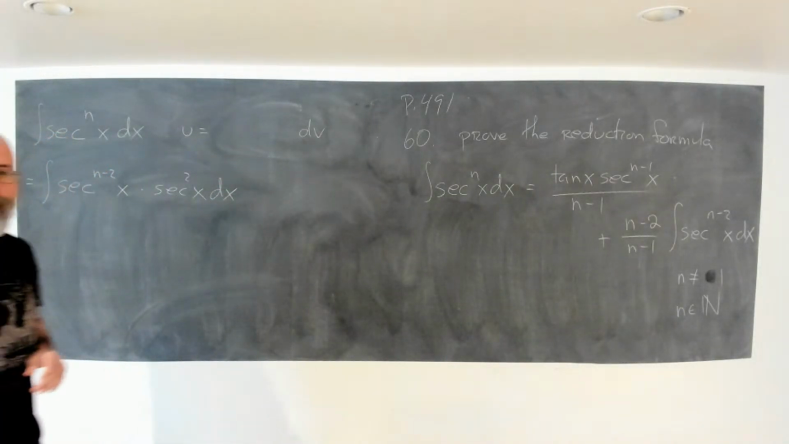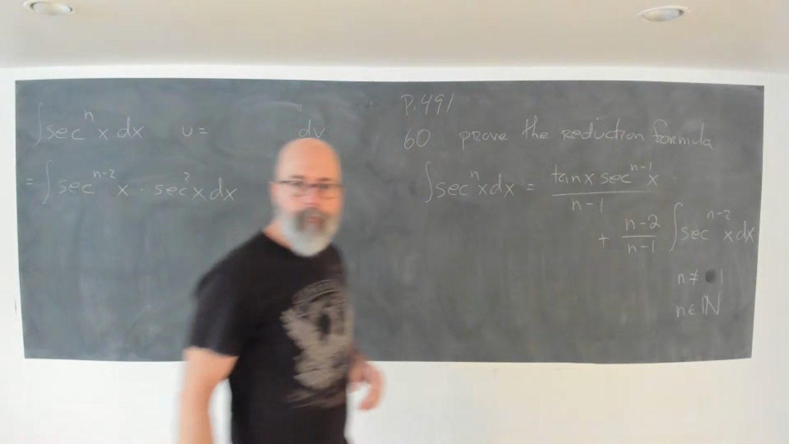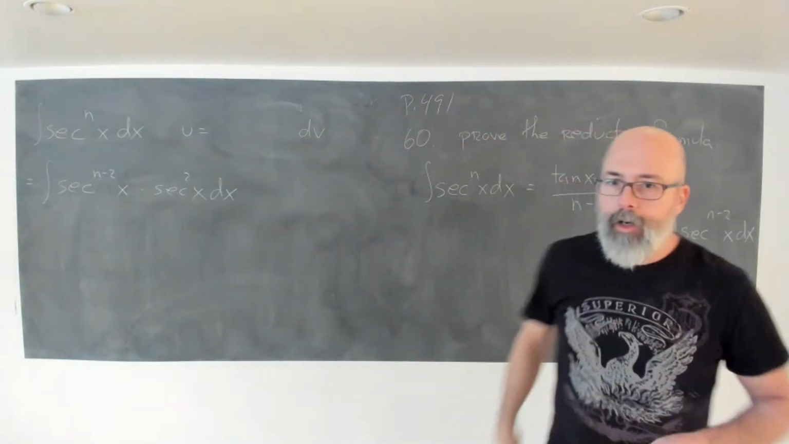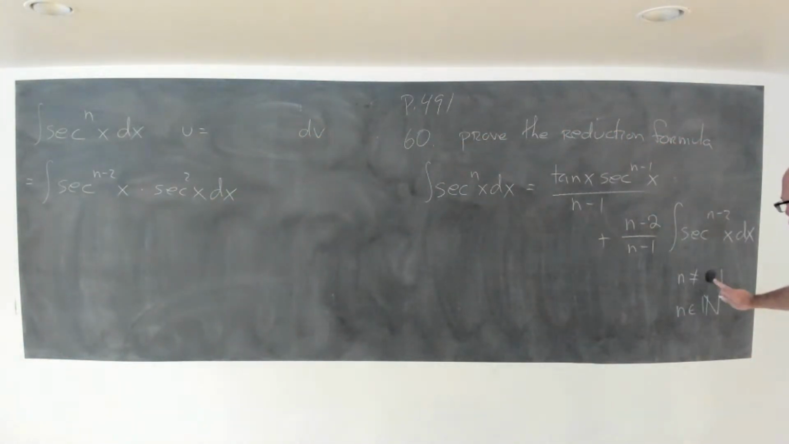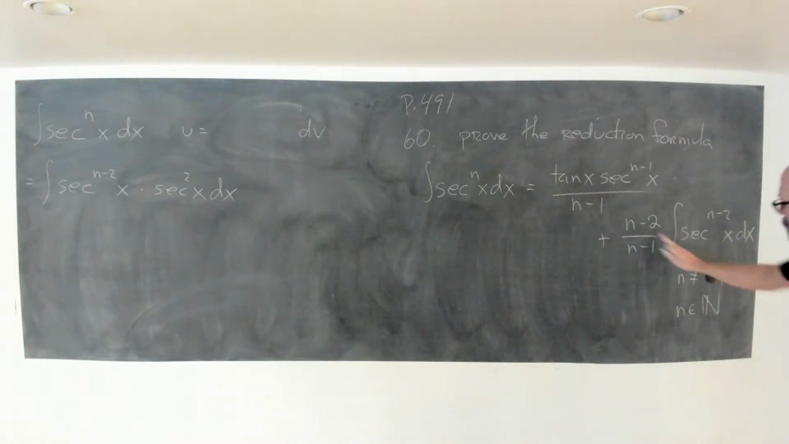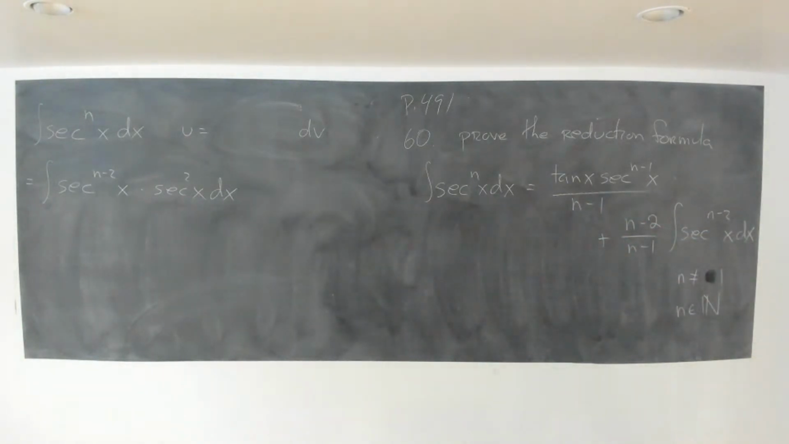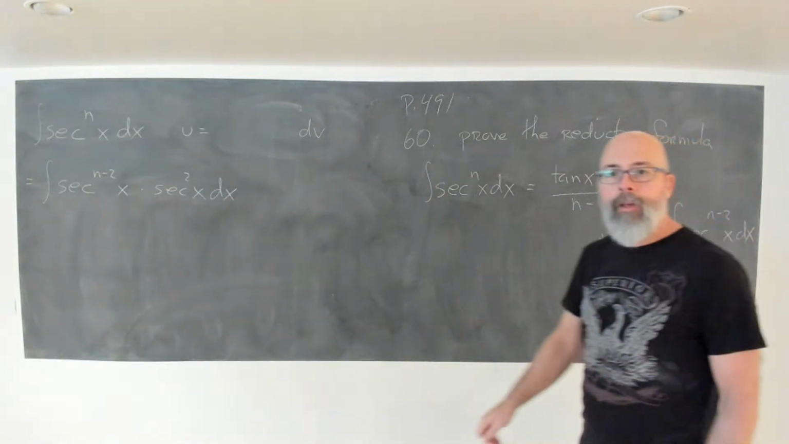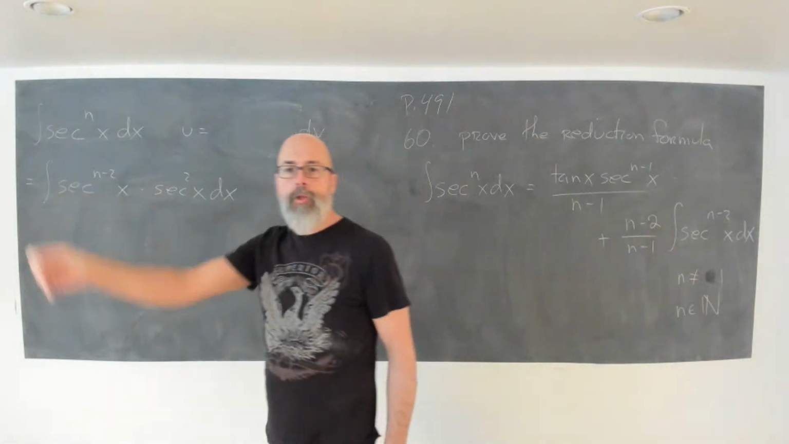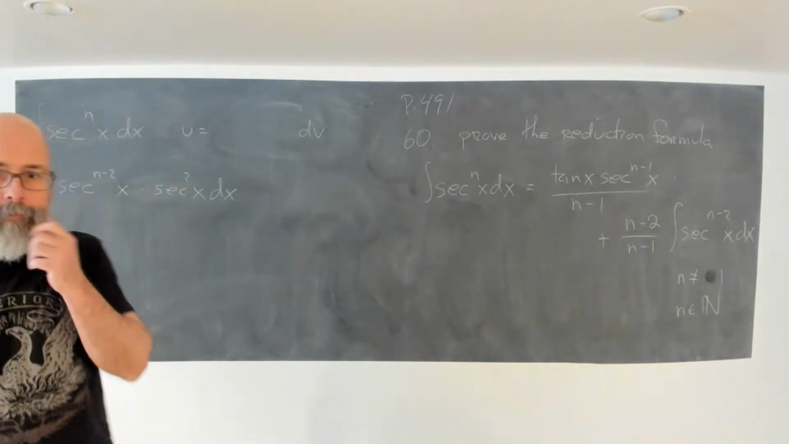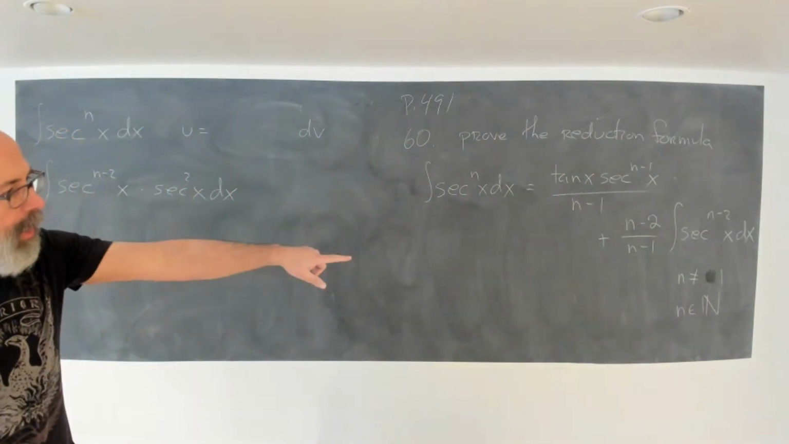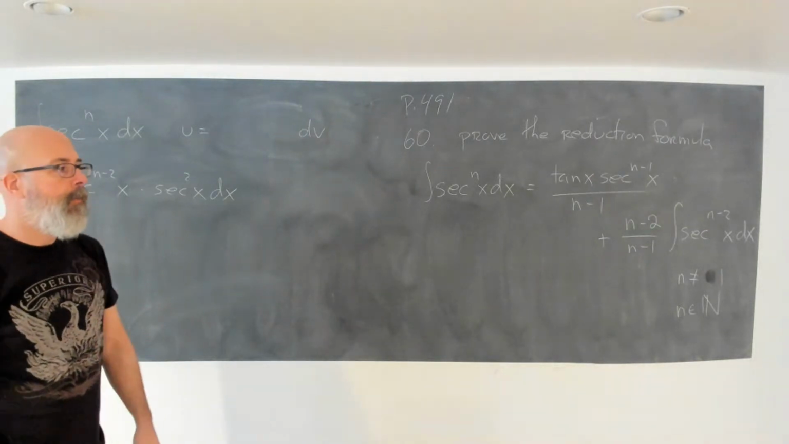Absolutely. Sorry, Graham, I know I wrote -1, I meant +1, so that you don't get a 0 in the denominator here. And n should be a natural number, so no negatives. So 2, 3, 4, and so on. N is an element of the natural numbers.